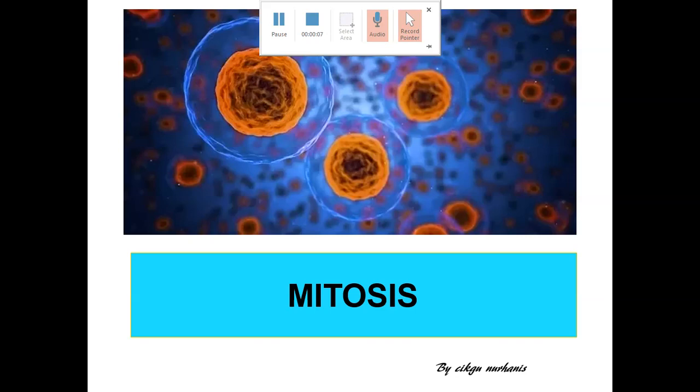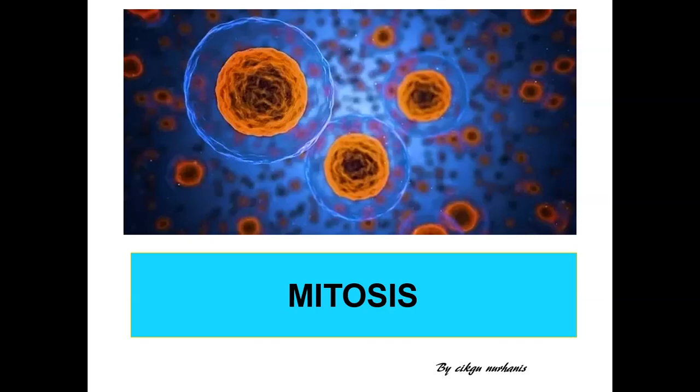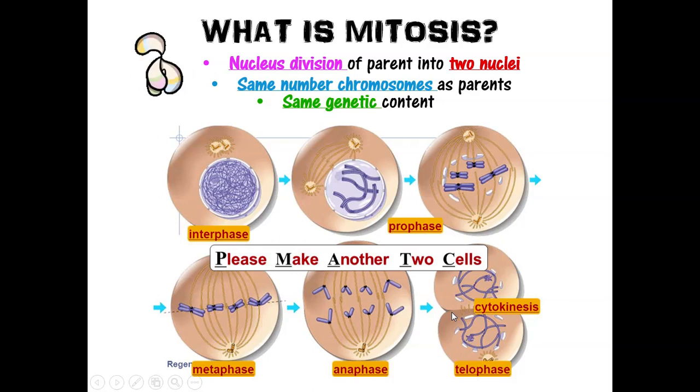So we are going to continue with the subtopic 6.2, which is mitosis. As we discussed before, mitosis is involved in the nucleus division of the parent, to produce two nuclei or two daughter cells. The daughter cells will have the same number of chromosomes as the parent and also the same genetic content as the parent.